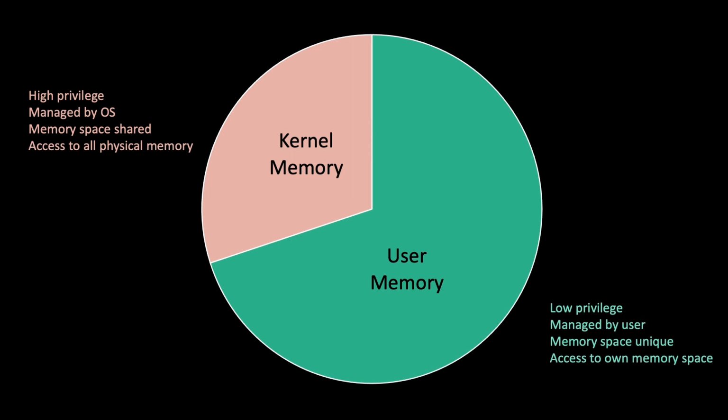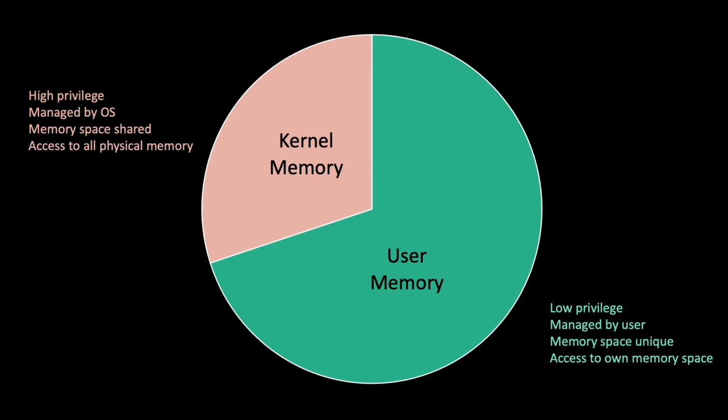However, the user memory, which is what we basically discussed for the processes just now, is low privilege memory, so everybody can have access to it. It's managed by the user or the user processes, and the memory space is unique for each process, as we've established before. You only have access to your own memory space. You cannot access other memory space than your own.